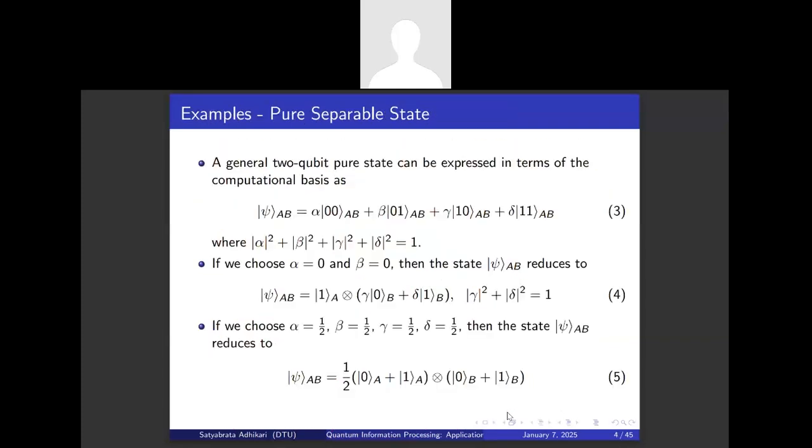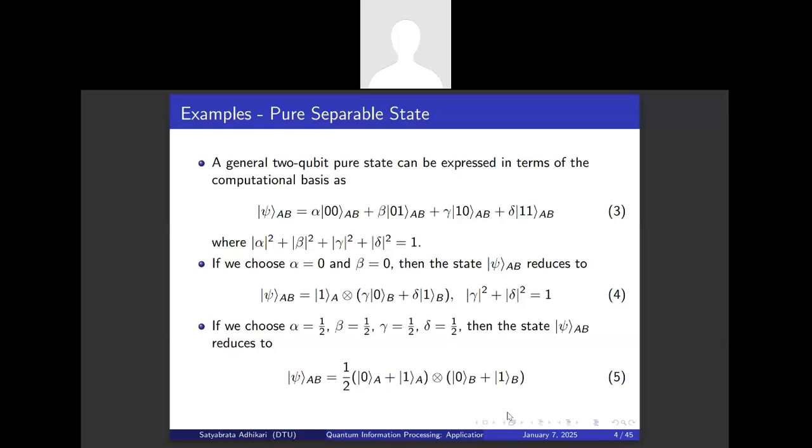So let us suppose we choose β equals 0 and γ equals 0, then you can easily see here α|00⟩ plus δ|11⟩, and you cannot factorize it. Okay, so that means you cannot write the two subsystems independently. And since you cannot write the two subsystems independently, this means that the state is not separable. This state is an entangled state.